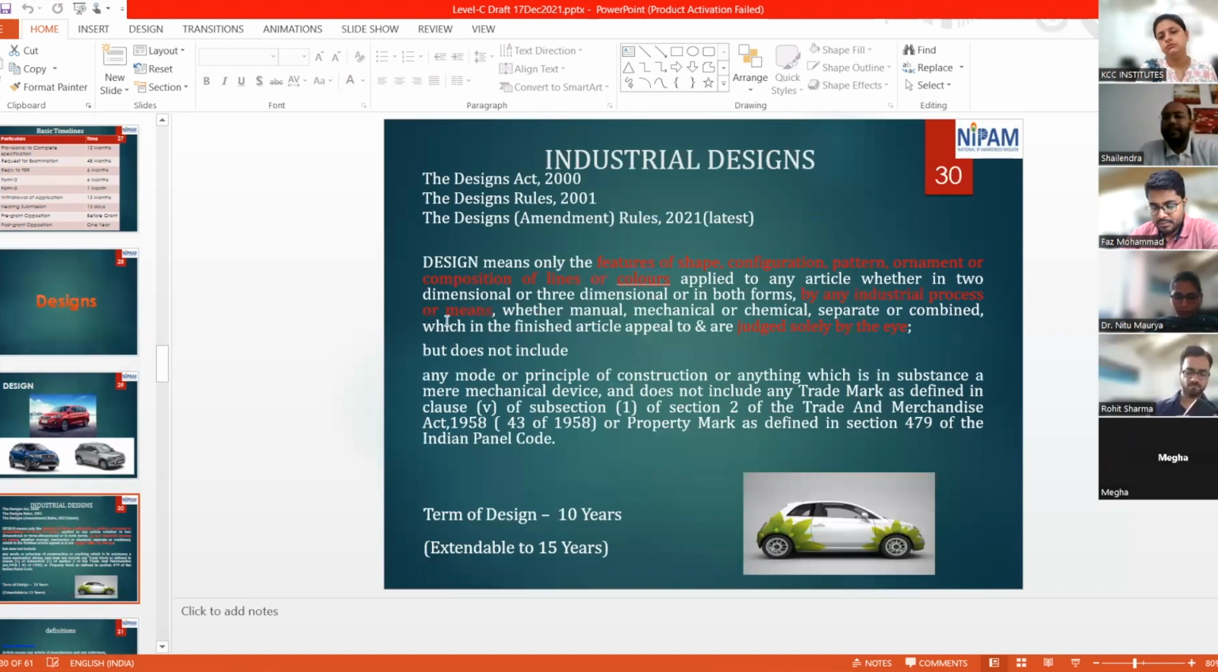Now, what is the industrial design? Industrial designs means any shape, configuration, ornament, or maybe the combination of colors, or maybe lines which are solely judged by the eyes. Means the differentiation that you can see with your eyes, that is only protected under the industrial design. Term of protection in design is 10 years. It can be extended up to 5 more years, so that is 15 years. So that is the total duration in the designs.